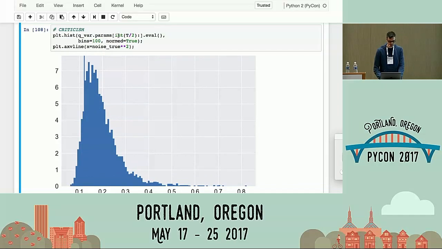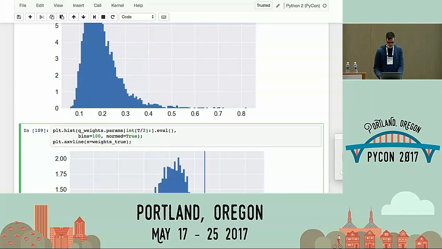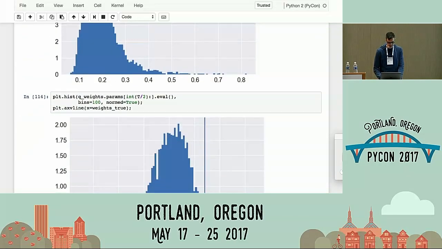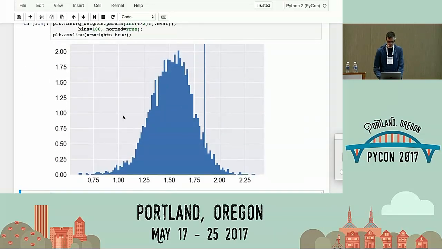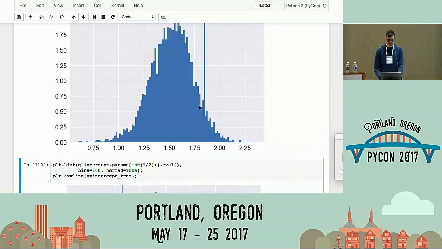Which is good, I guess. So the model actually finds out the noise level. And then if you look at the weights, you can do similar plots. So what is the distribution of the weights? This looks bad, but then you realize, oh, the x-axis is actually 1.5, 1.75. So it's not too far away from the true value.